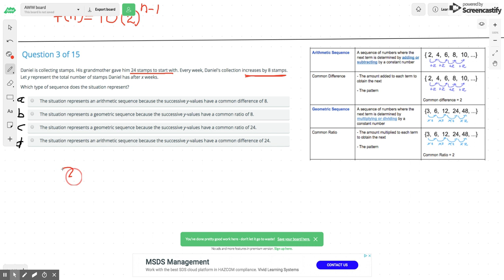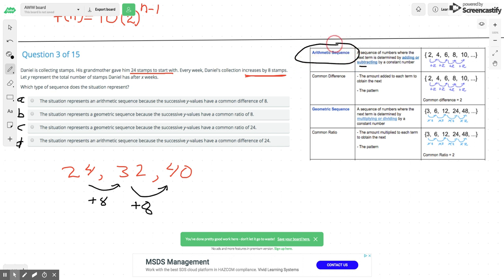So I start with 24 and then I increase by 8. So next I'm going to have 32 and then 40. So because it's increasing by 8, my pattern is going to be an addition by 8. Okay, now let's see if we have an arithmetic or geometric sequence. Because the pattern is adding or subtracting, we know it's going to be an arithmetic sequence.